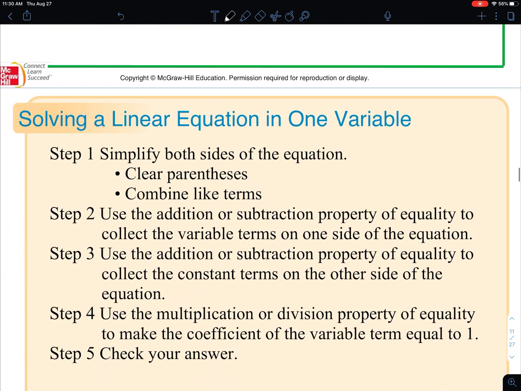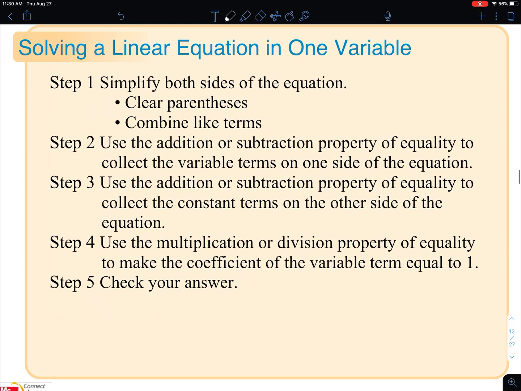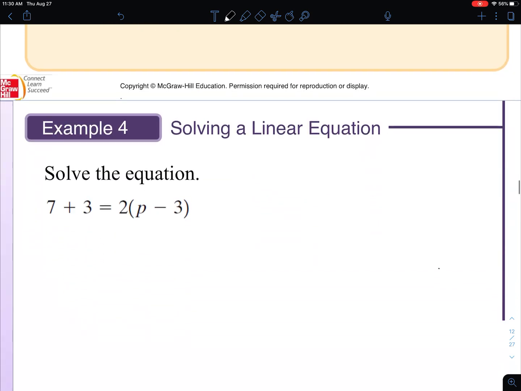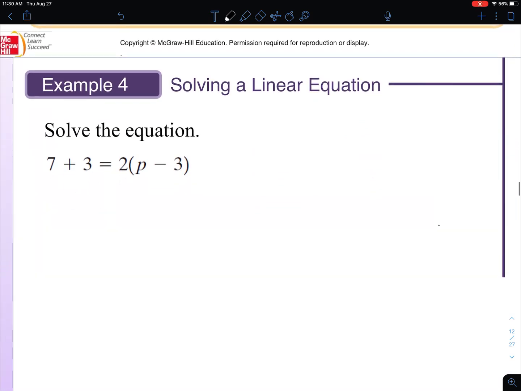All right, so I'm not going to read all of these things. This is basically what I've been talking about since I was solving the equation at the beginning. So here is a little different. We have to get rid of the parentheses, which means that I have to multiply everything in the parentheses by whatever value is on the outside. In this case, it's going to be 2.